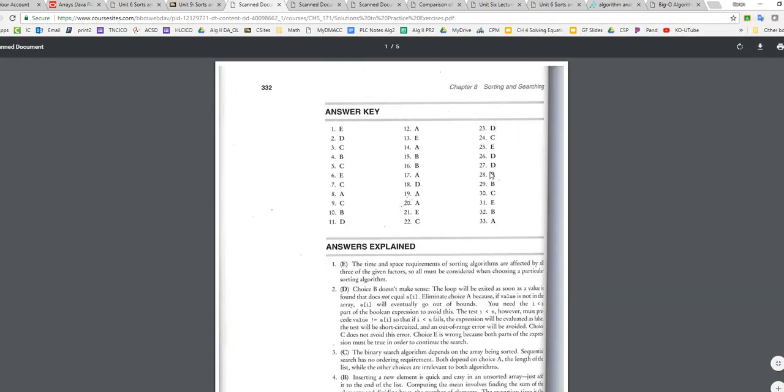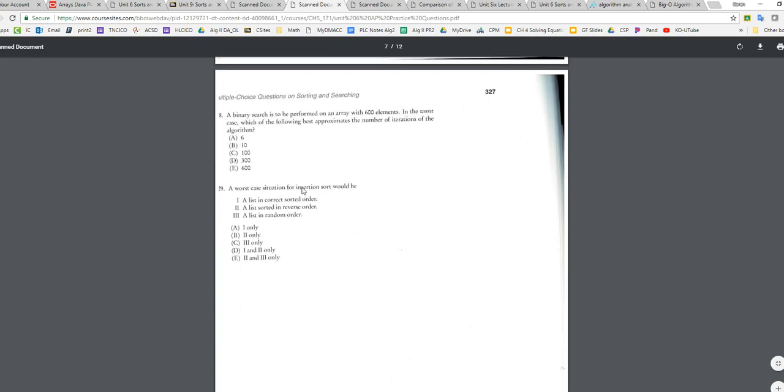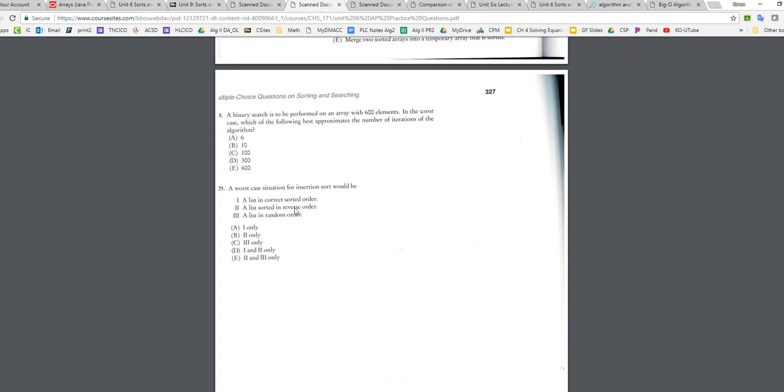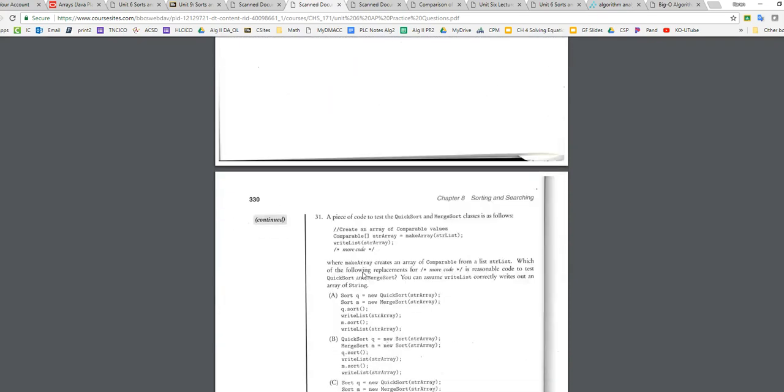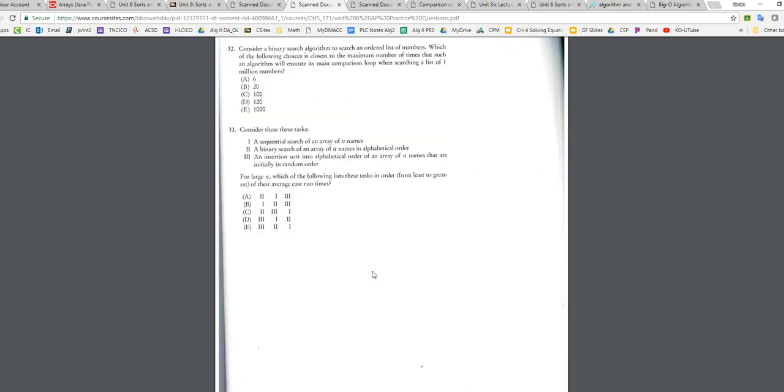If we look at question 28, the correct answer is B, and we get that by using those powers of 2. The worst case scenario for the insertion sort, this one we just actually kind of talked about, is the fact that the list is in reverse order. So when the list is in reverse order, that's going to be the worst case. Okay? Maybe a couple more, and then we might move to the other review sheet.